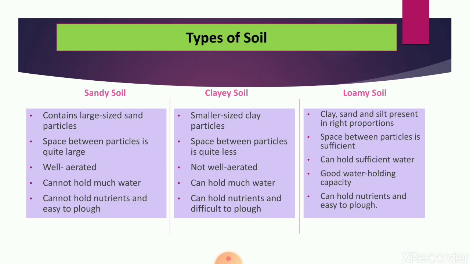The color of soil ranges from yellow to red or black. If the soil is of darker color, then we can say there is a high percentage of organic matter, meaning humus is present in the soil. According to the size of particles, soil is of three types: sandy soil, clay soil, and loamy soil. First we will see sandy soil.